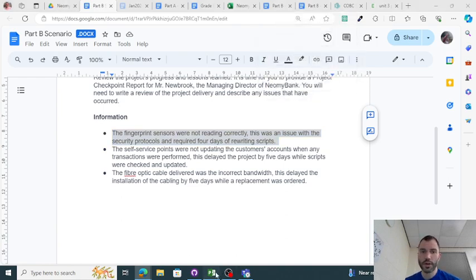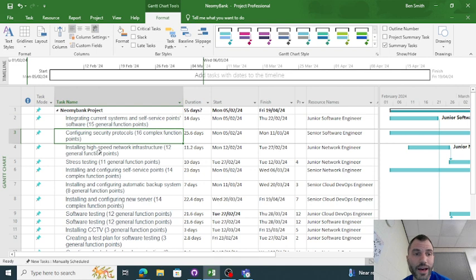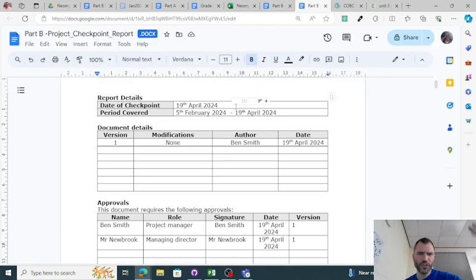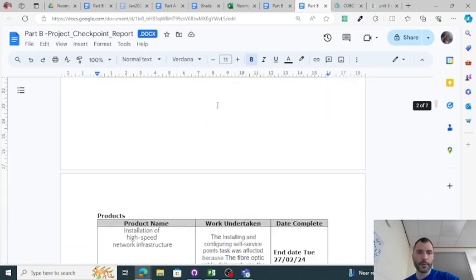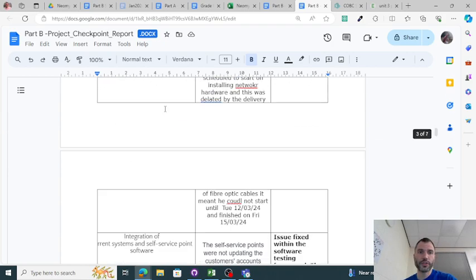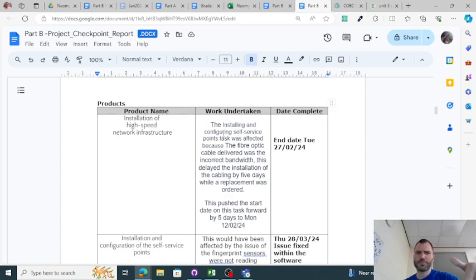That's what I thought. Let's look at the Gantt chart again. So configuring security protocols, I think it would have affected that. It would have affected probably just that, I said. And what's important here is when you're writing out the checkpoint. So you fill in all these details here. In this products table, you write all the deliverables, all the things that you wanted to deliver. And then you have to figure out which checkpoint's issue is going to affect which product.